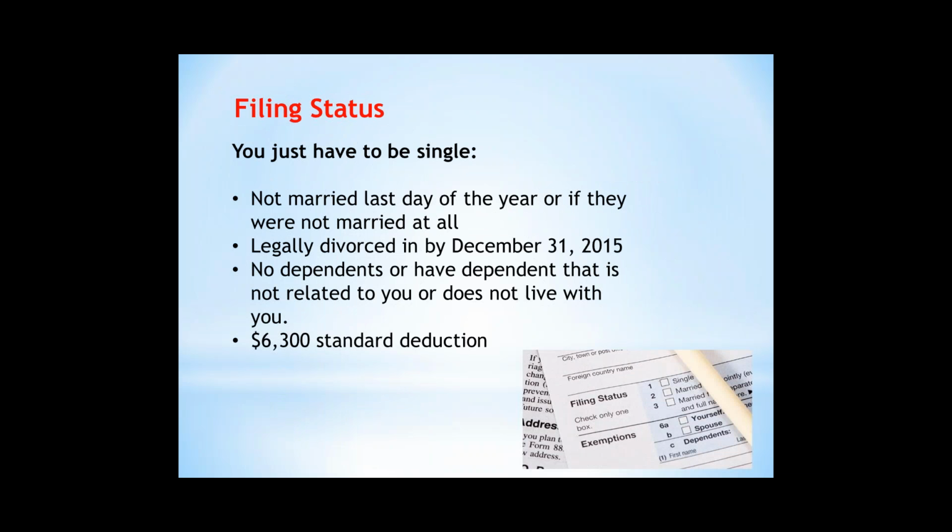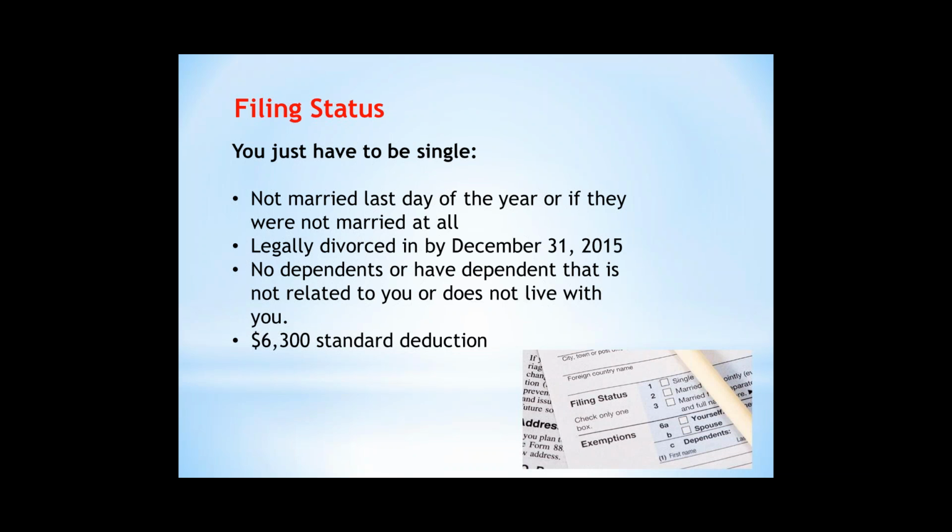So the single filing status is pretty easy. You couldn't have been married at all. So if you were married and you just had been separated, that means you're married filing jointly or separately, but you have to be completely single. So you could not be married at all on the last day of the tax year. You have to be legally divorced if there was a divorce situation in 2015, and that had to have taken place by December 31st. If you're single, that's just that. It's just you. There's no dependents.